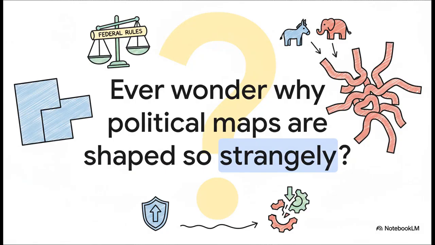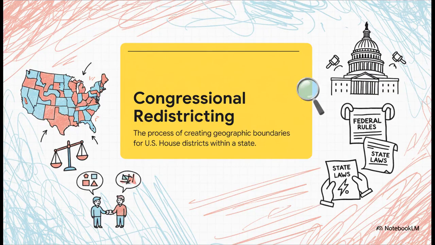Have you ever just looked at a political map and thought, what is going on here? Why is that district shaped like a salamander or a super long skinny noodle? Well, believe it or not, there's a method to the madness, and it all comes down to the rules of the game. So what is congressional redistricting really? Well, at its most basic, it's just drawing the lines. Every 10 years, right after the new census data comes out, states have to redraw the boundaries for their U.S. House districts. It's basically like hitting a giant reset button on our political geography to match where people actually live.